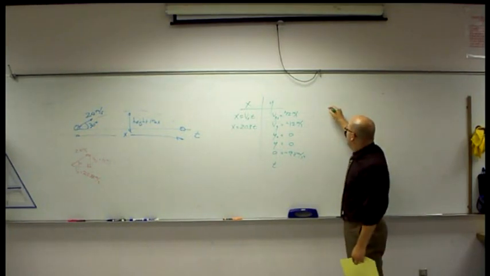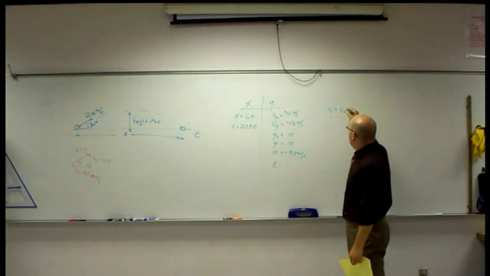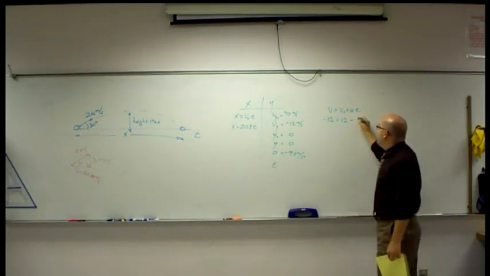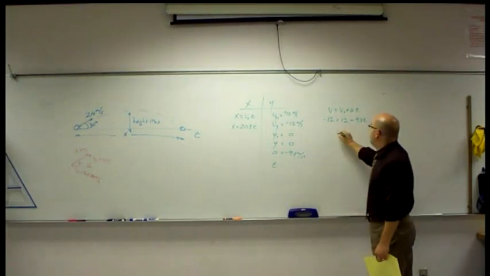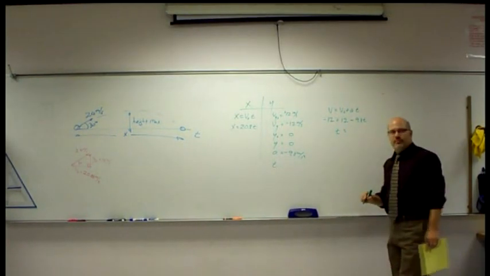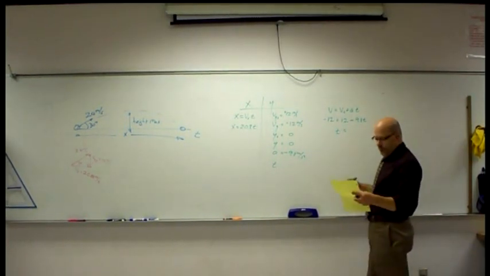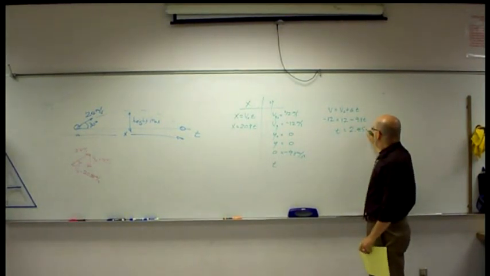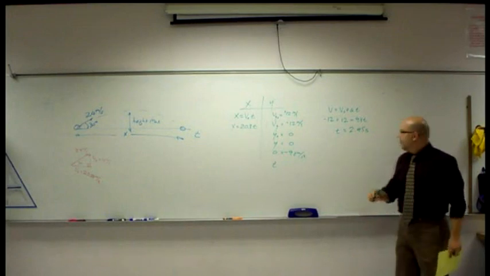Or you could just do it from this one. V equals V naught plus AT. That'll give you half. Where this is minus 12 equals 12 minus 9.8 T. So what's T? 4 over 9. So the whole time, 2.45? Yes, or about 2.5 seconds.